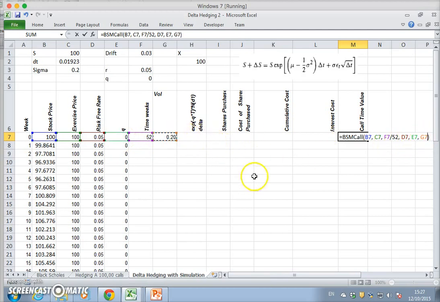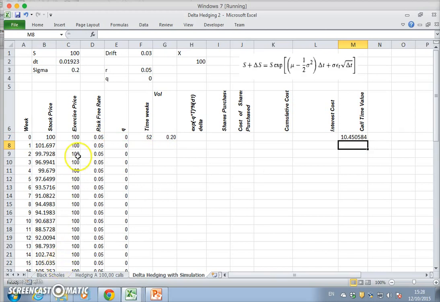equal to 20%. Okay, so if we're correct, then the value of this should be 10.45 for a call option. Okay, so we're getting that value, and that would suggest the results are relatively okay.